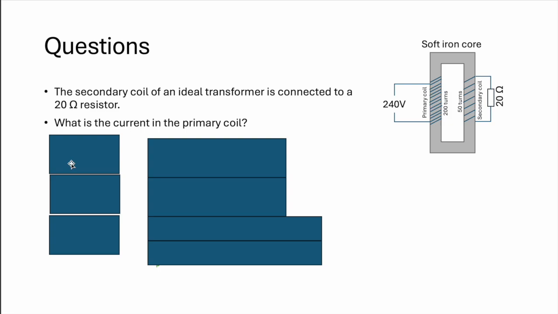This is a unique AC generator where the magnet rotates. Okay, transformer, 200 turns primary, 50 turns secondary. What is the current in the primary coil?